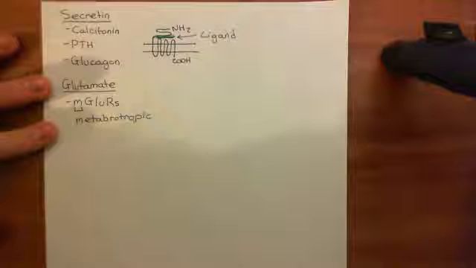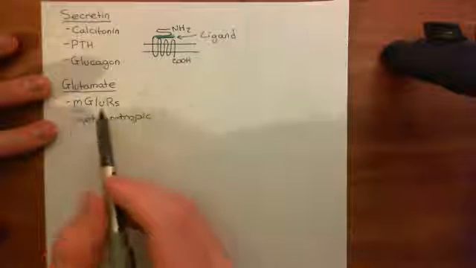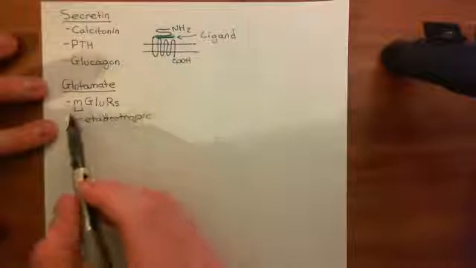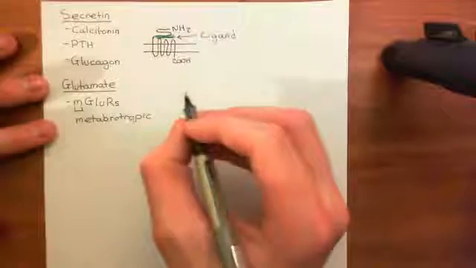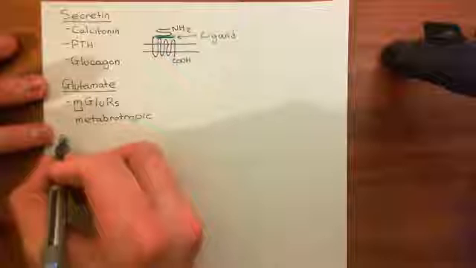Glutamate is the main excitatory neurotransmitter within the brain. It governs fast neurotransmission within the brain, and it works via ligand-gated ion channels. For instance, the AMPA receptor, the NMDA receptor, and the kainate receptors are all ligand-gated ion channels, not G protein coupled receptors. But there are these other forms of glutamate receptors known as the metabotropic glutamate receptors, or mGluRs for short, which are G protein coupled receptors.